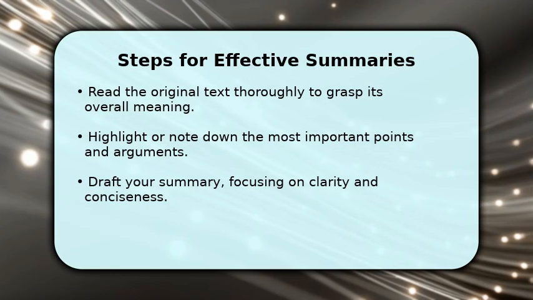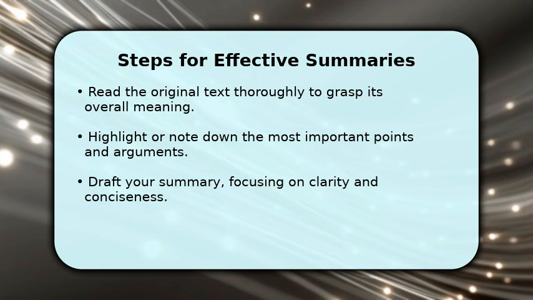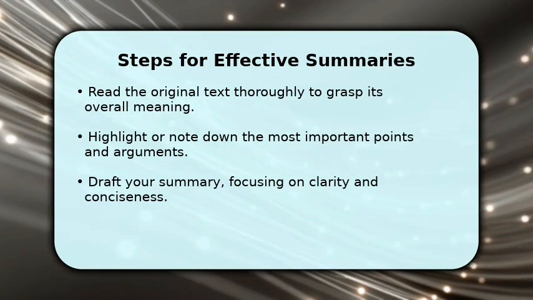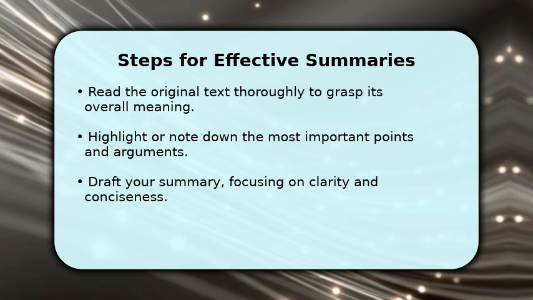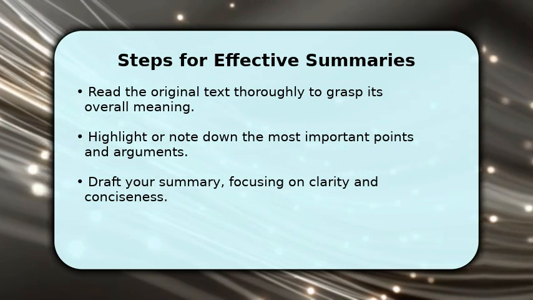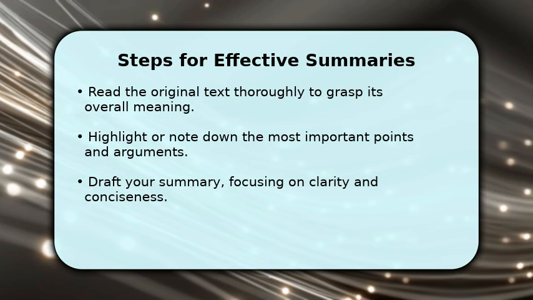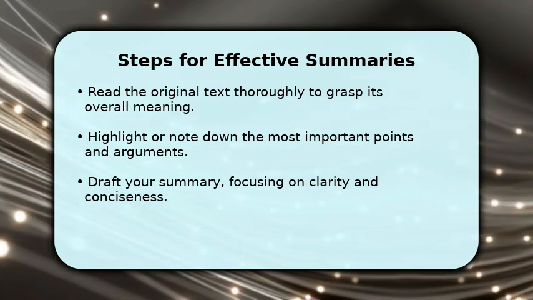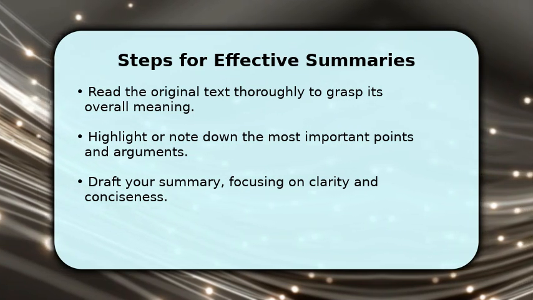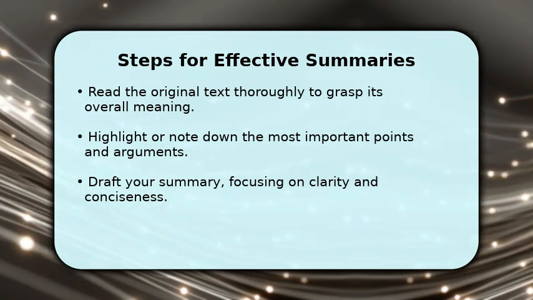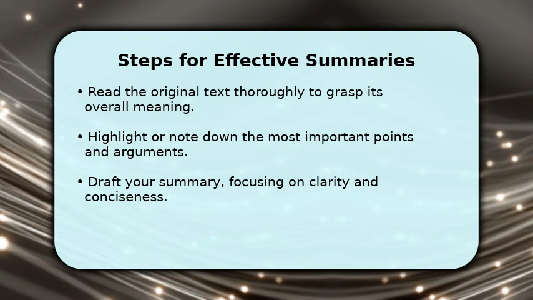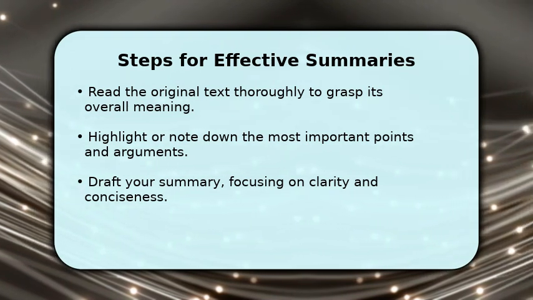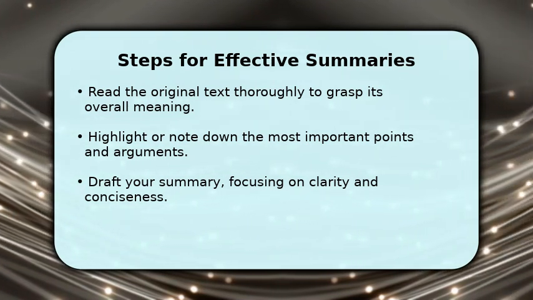To create an effective summary, begin by reading the source material carefully to fully understand its central theme. As you read, actively highlight or jot down the most critical points and supporting arguments presented by the author. Once you have a clear grasp of these elements, start drafting your summary, ensuring it is both clear and concise. This systematic approach helps capture the essence of the original work.